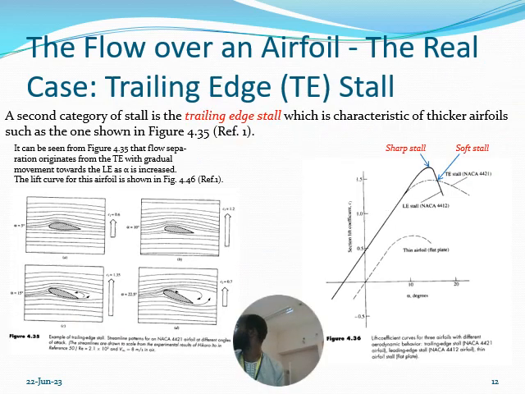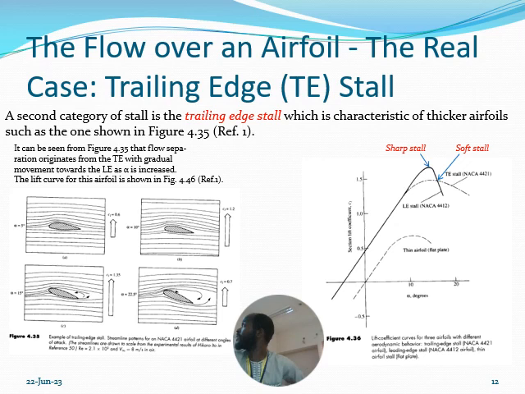The next kind of stall is the trailing edge stall. All that we have talked about, the flow separation and all that, I hope you've been able to see that stall is linked to the separation of flow on the surface of the airfoil.